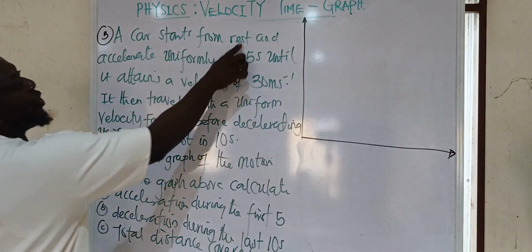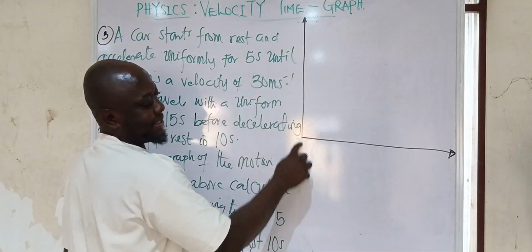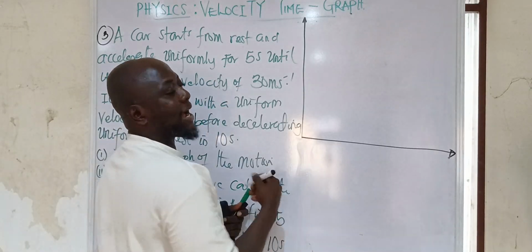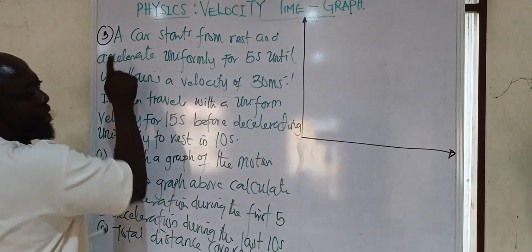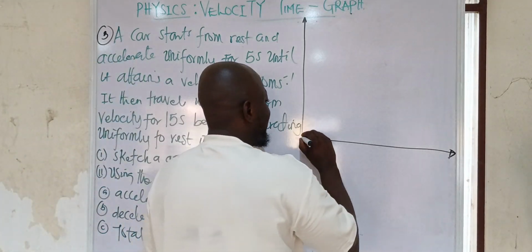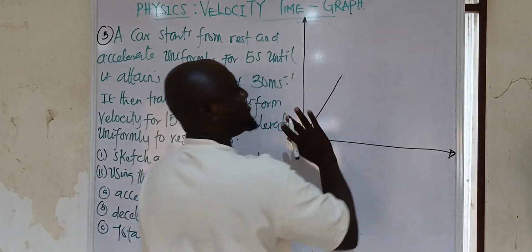A car starts from rest. So this is where the car is. We assume the car to be lying here, not that we are drawing the real car. And accelerate. I told you that the moment you see the word accelerate, just take it up. Simple.